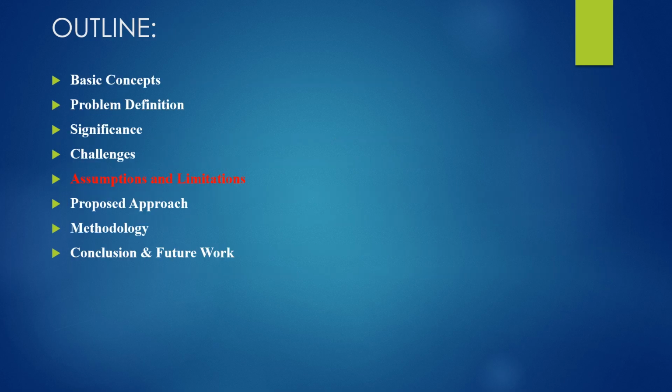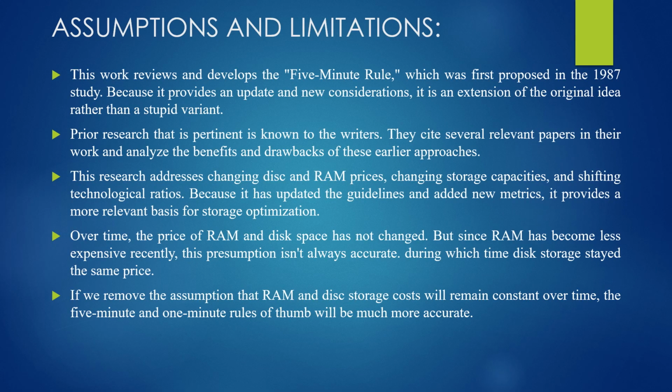The upcoming one is assumptions and limitations. Coming to the assumptions and limitations, the work reviews and develops the 5-minute rule, which was first proposed in a 1987 study, because it provides an update on the new considerations of the original idea. This research addresses changing disk and RAM prices, changing storage capacities, and shifting technology ratios, because it has updated the guidelines and added new metrics. It provides a more relevant basis for storage optimization.